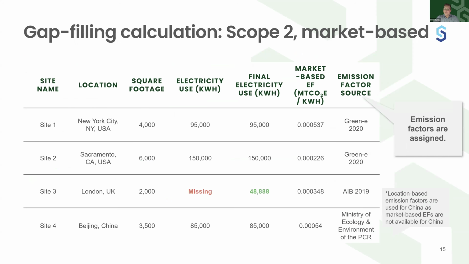With all of the activity data for the example company complete, we can now add in our emission factors. As we discussed before, emission factors are geographically based, so we have to look at the locations of where these sites are located in order to assign them the appropriate emission factors, which you can see we have done here on this slide. Now that we have the activity data and the emission factors ready to go, we can move on to the final calculation step.